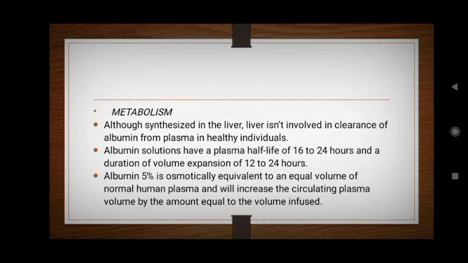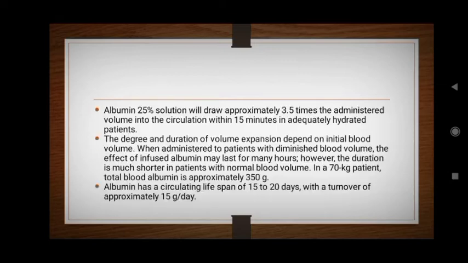Albumin solutions have plasma half-life of 16 to 24 hours and a duration of volume expansion of 12 to 24 hours. Albumin 5% is osmotically equivalent to an equal volume of normal human plasma and will increase the circulating plasma volume by the amount equal to the volume infused. Albumin 25% solution will draw approximately 3.5 times the administered volume into the circulation within 15 minutes in adequately hydrated patients. The degree and duration of the volume expansion depend on initial blood volume.